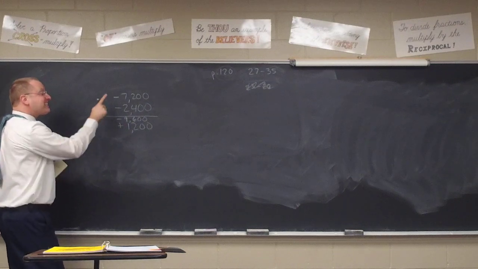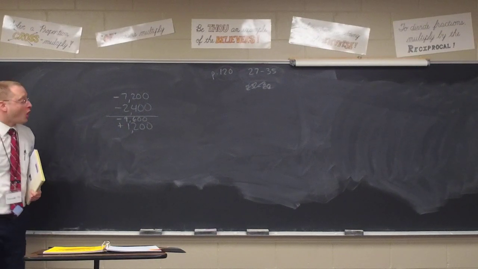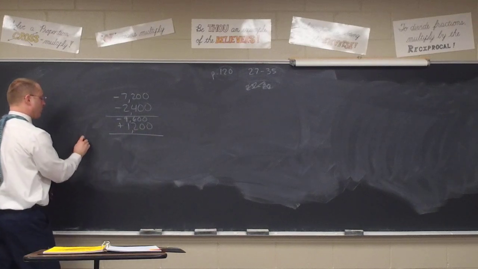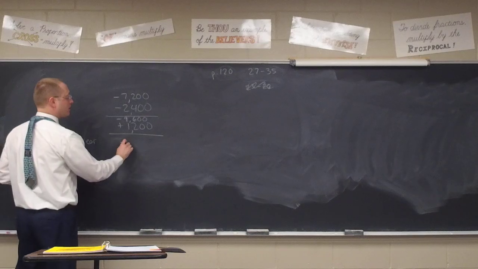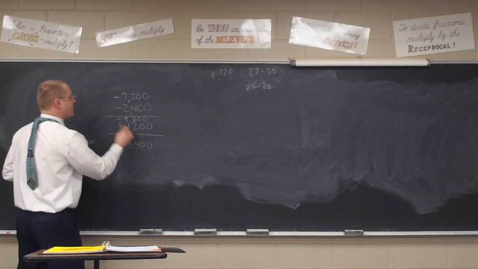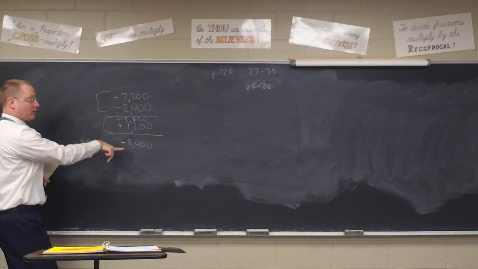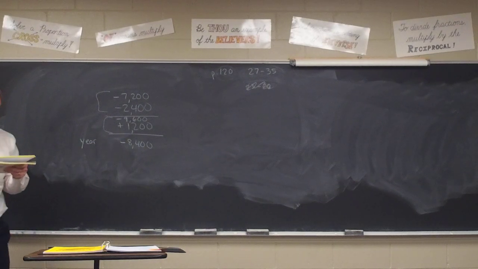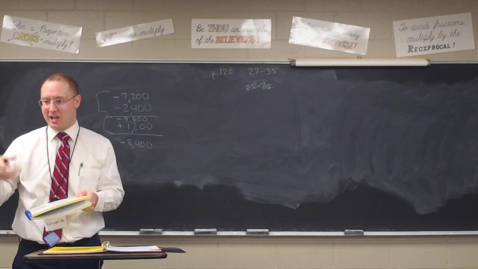Negative $9,600. Now, he did gain $1,200 on one of them, but that is not nearly offsetting his loss, is it? What was his total loss for the year going to be now, class? $9,400. Good. Here we add and keep the sign because the signs are the same. Here we subtract, keep the sign of the greater because the signs are different. But notice how it said, what was his average monthly gain or loss?